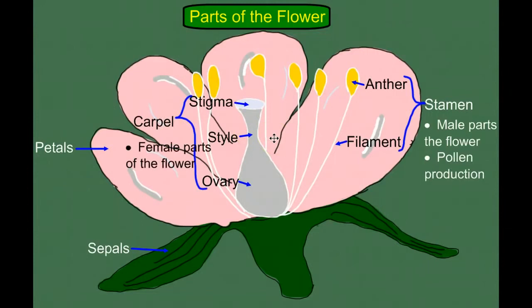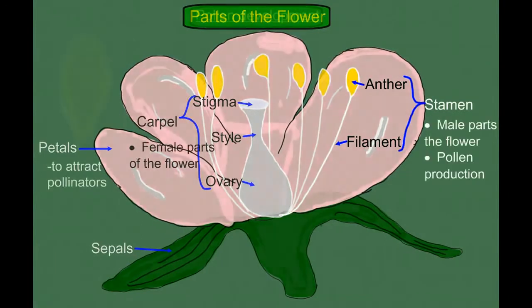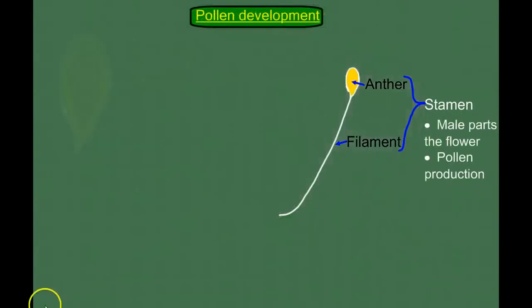What I've drawn here is what's generically called the perfect flower. It has both male and female parts. Some flowers might only have the female structures, and other flowers only the male structures, but to simplify, I've just drawn a generic flower here. We'll look at the male side first, with pollen development in the stamen.